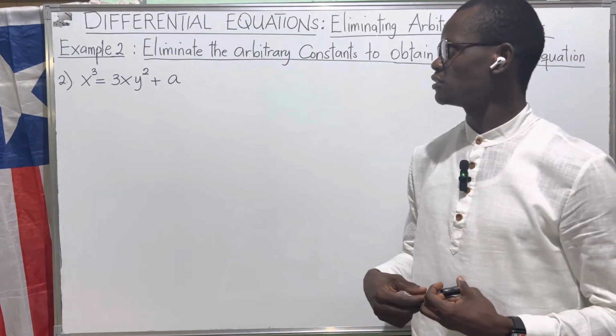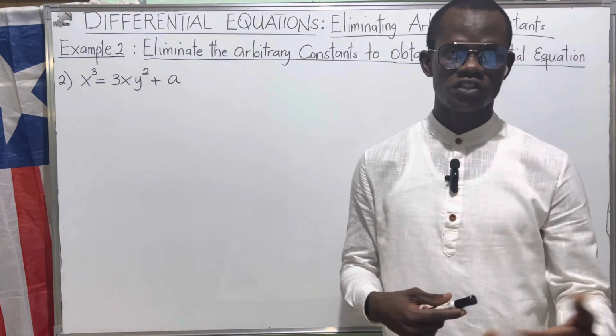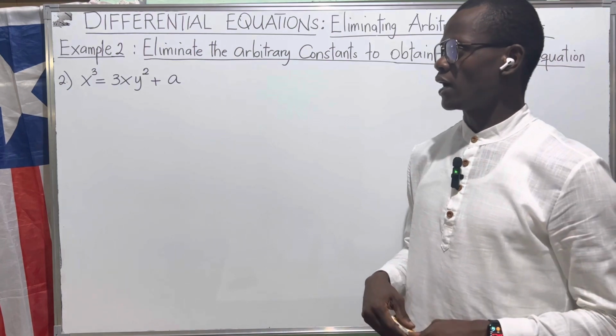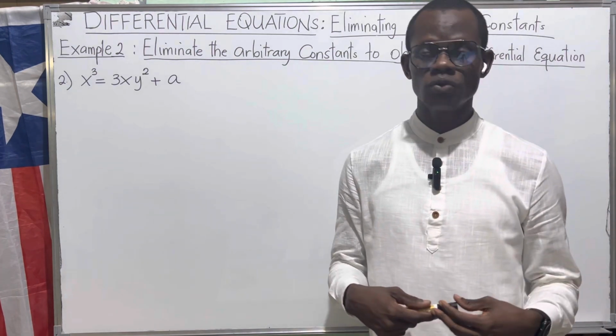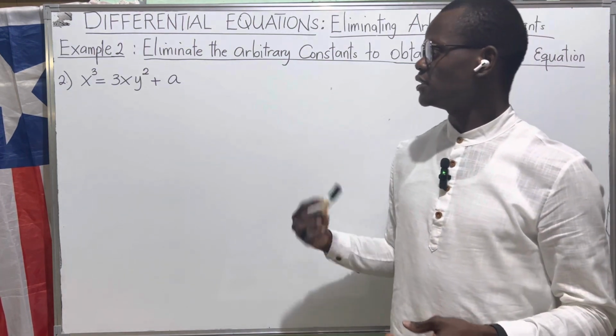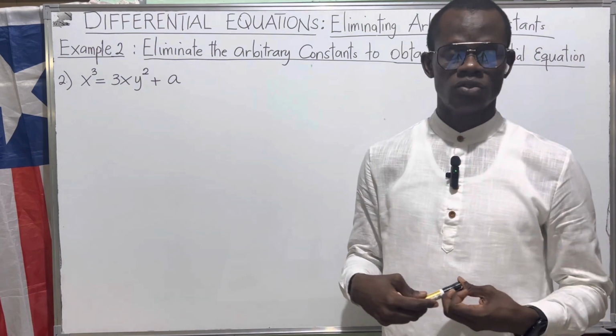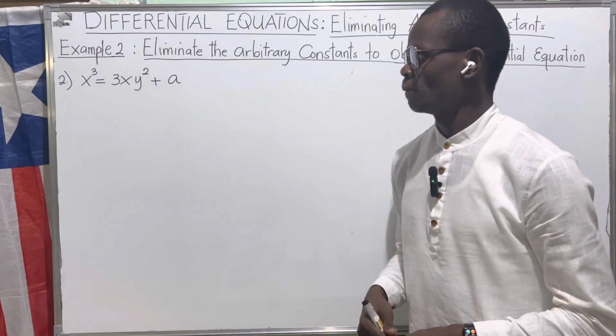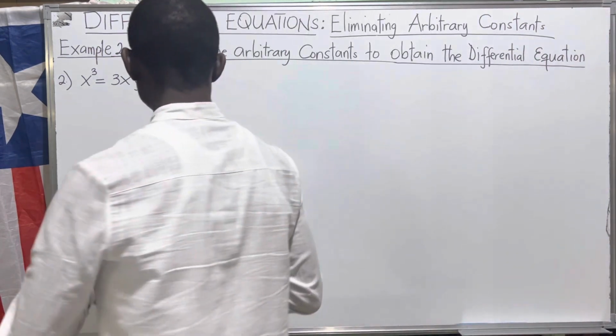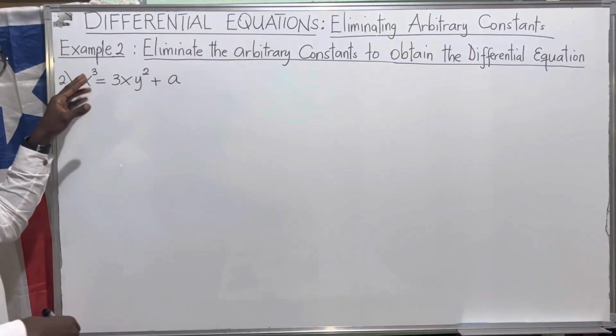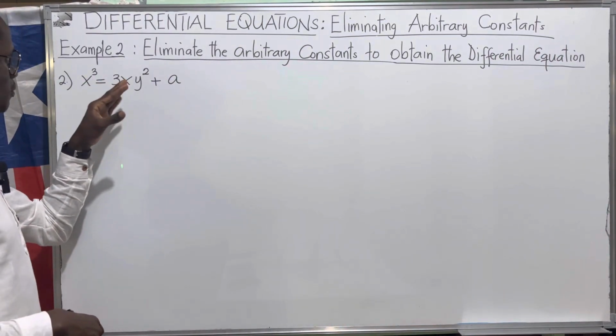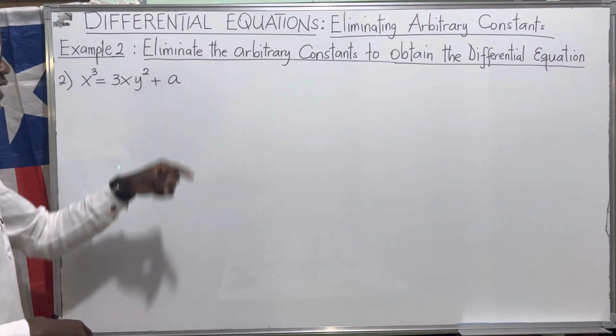In my today's video, I will be looking at differential equations, and I'll actually be solving question number 2 under eliminating arbitrary constants to obtain the differential equation. So the question says x cubed equals 3x y squared plus a.